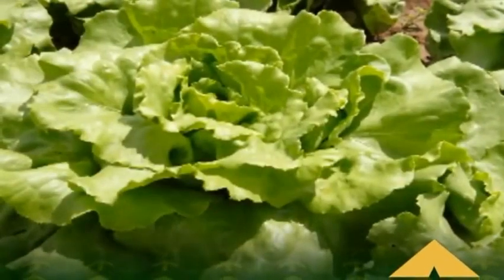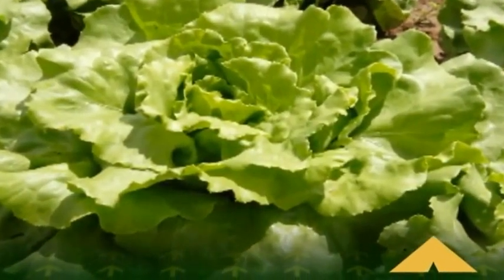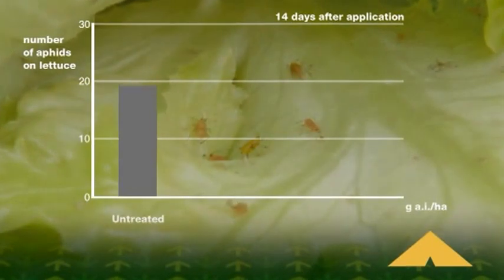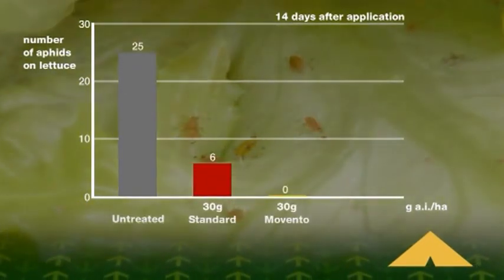Movento is taken up via the treated outer leaves and works very efficiently on the inner leaves. That's the end of hide and seek. Trials in the field show impressive effects.